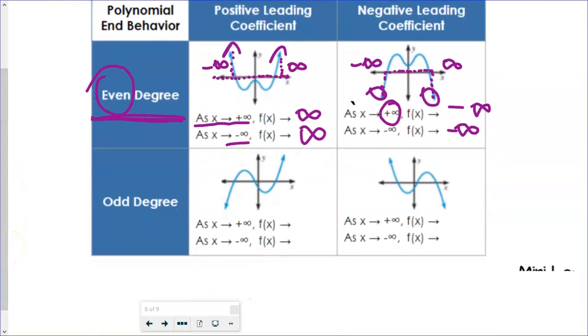Now for odd degree, it's going to be the opposite, okay? So that means on the positive infinity side, on the right side, when I go to the right, my function looks like it's traveling up, okay? But now when I go on the opposite side, to the left toward negative infinity, as you guys can see, I don't know what's happening.